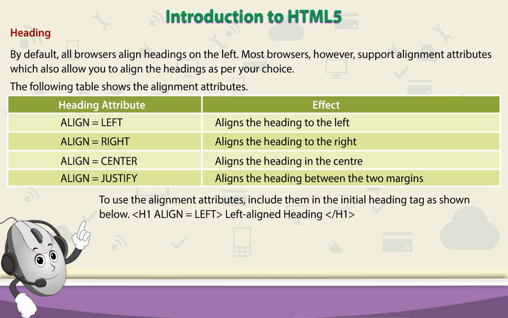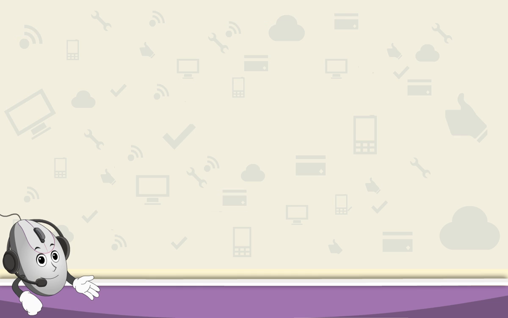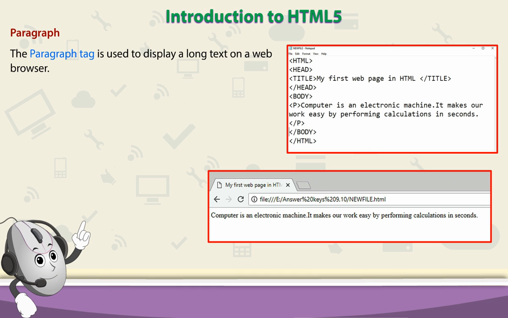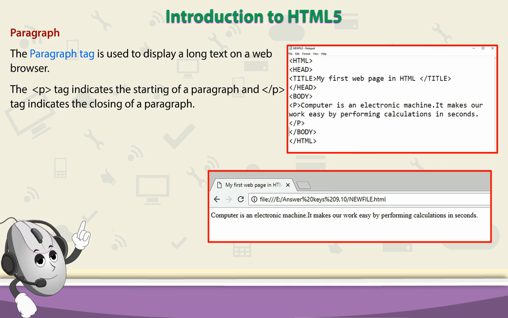To use the alignment attributes, include them in the initial heading tag as shown below. H1 align equal to left, left aligned heading, /H1. Paragraph. The paragraph tag is used to display a long text on a web browser. The P tag indicates the starting of a paragraph and /P tag indicates the closing of a paragraph. The code given alongside illustrates the use of paragraph tag.